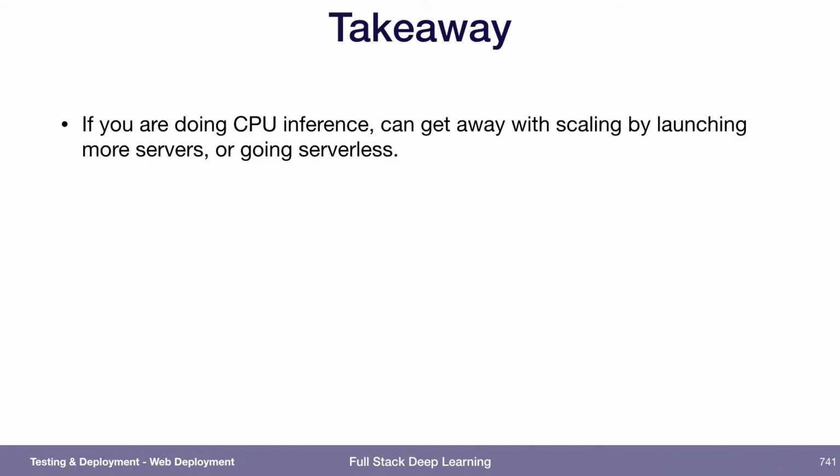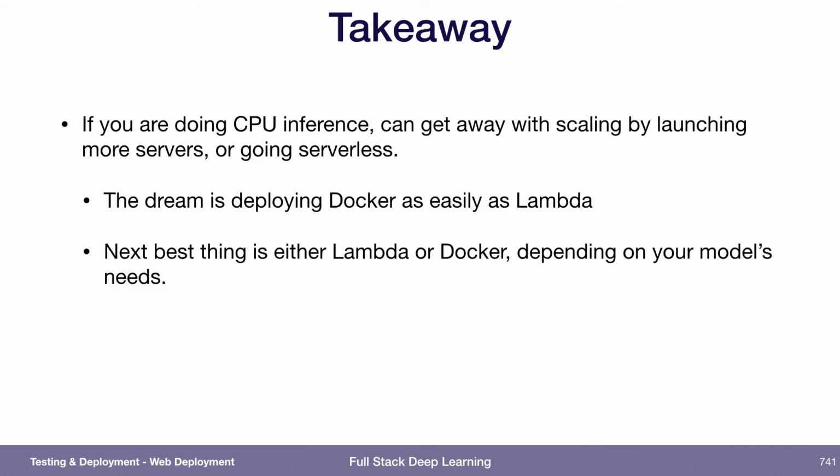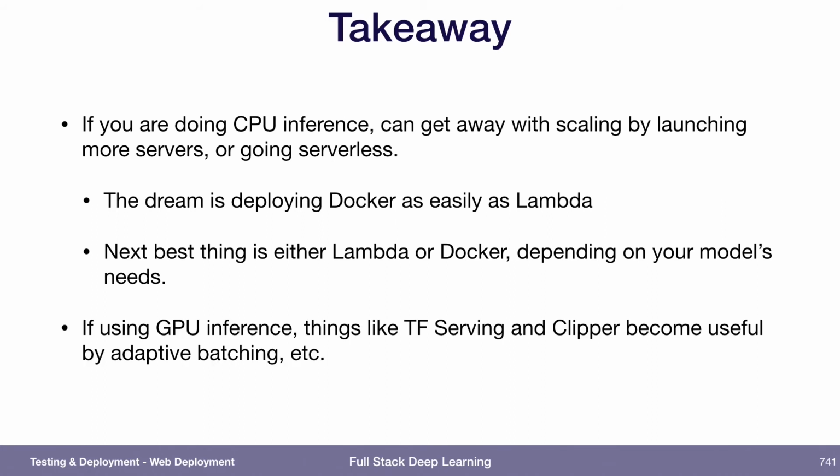My takeaway is that if you're doing CPU inference, which is what I would try to do, unless you really establish that you need GPU for inference, you can get away by either deploying to Kubernetes and auto-scaling that, or going serverless. And the dream is that it's as easy to deploy Docker containers as it is to deploy Amazon Lambda. I don't think we're there yet. But the next best thing is either serverless, like Lambda, or Docker on some kind of orchestration framework. Now, if you're using GPU inference, then things like TensorFlow Serving make sense.